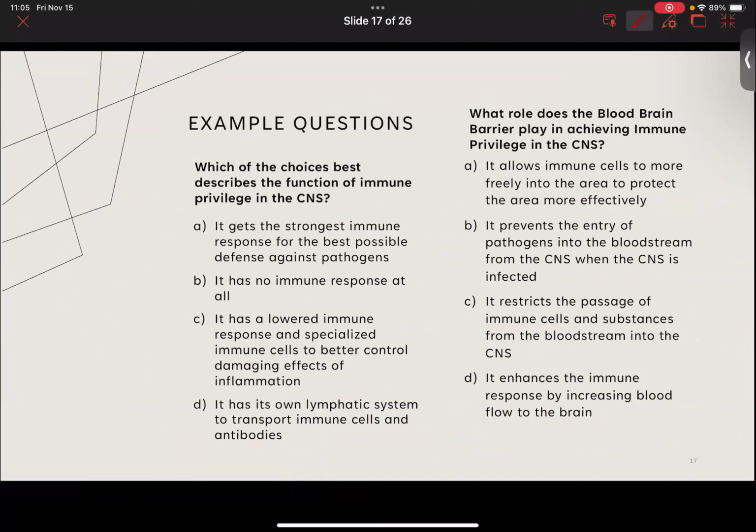All right, whatever. Here's our question. Which of the choices best describes the function of immune privilege? So without looking at our choices, you should always be looking at what you think the question is asking about. How would we describe the function of our immune privilege? We want to down-regulate inflammation and prevent damage to our nervous system as well, right?